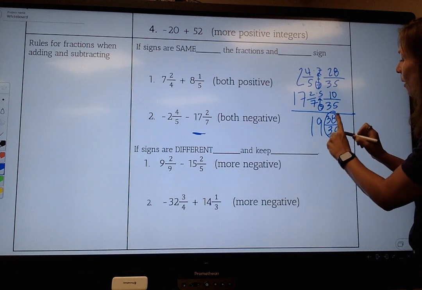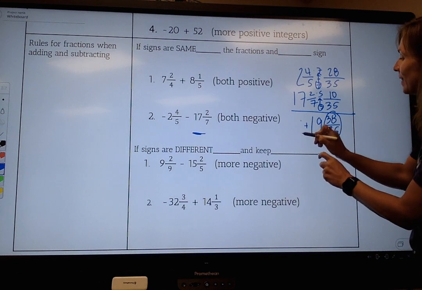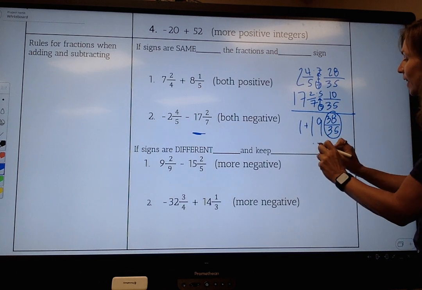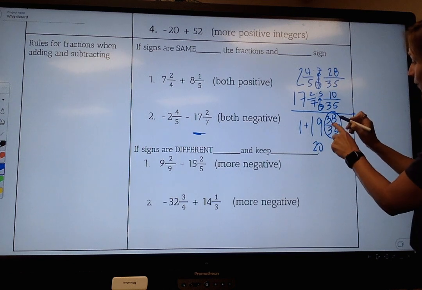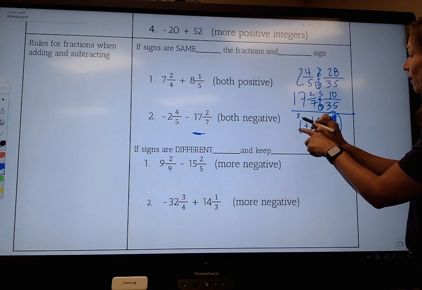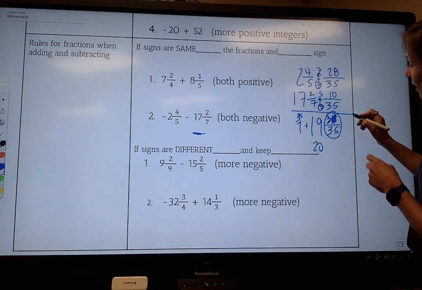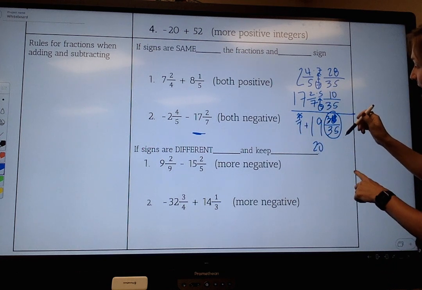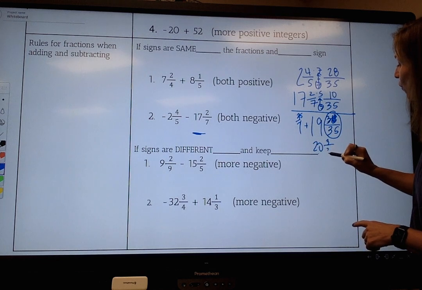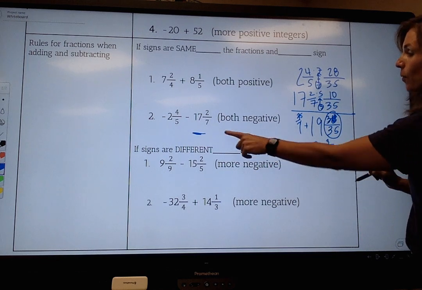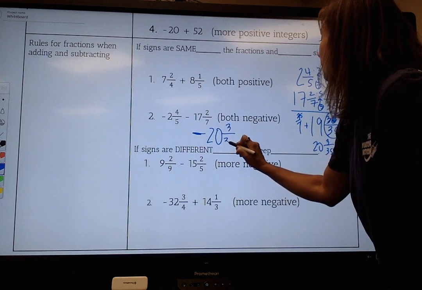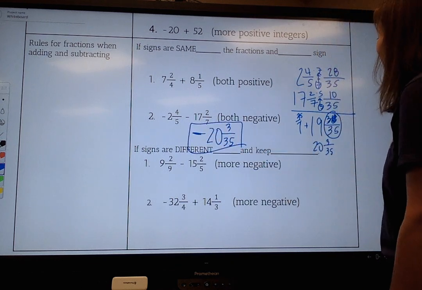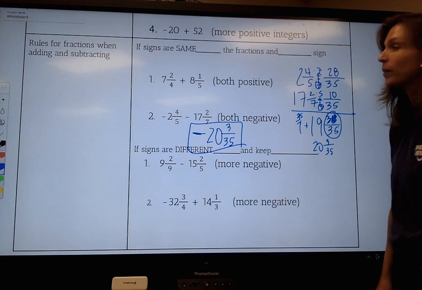So I'm going to take that 1 and add it to that 19 to get 20, right? And so then, if you've taken that 35 over here, then you have 3 left. So I have 3 over 35, remembering that my sign is going to be negative. So that is my final answer, okay?